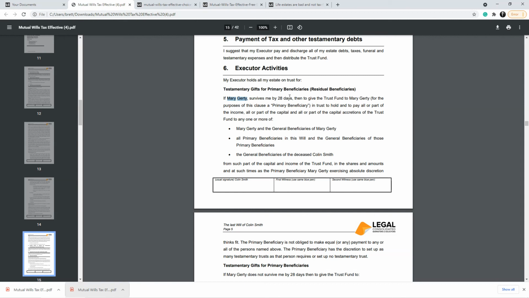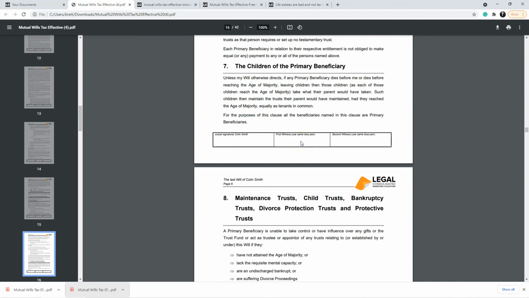In order to override that, a 28-day clause has been put in this will so that Mary's got to outlive her husband by 28 days before she can inherit. It's tax-driven and administratively reduces costs. Now, the children of the prime beneficiaries, this is what we spoke about, that if a child dies, it just goes to their children.